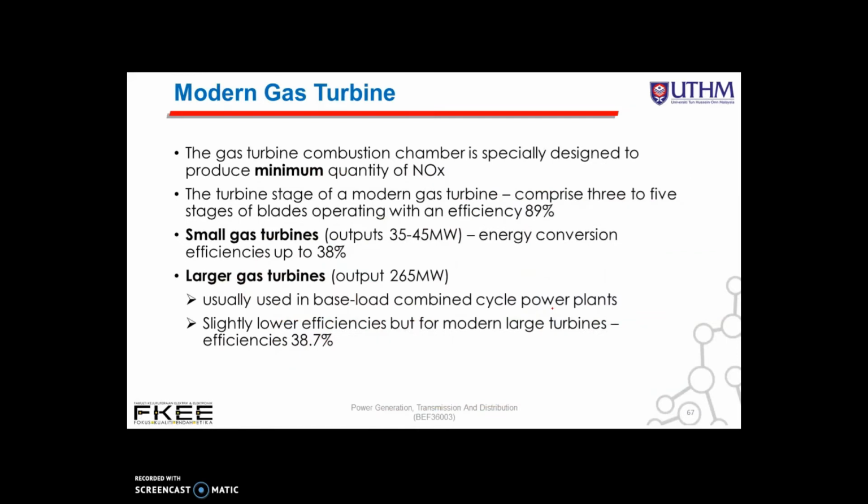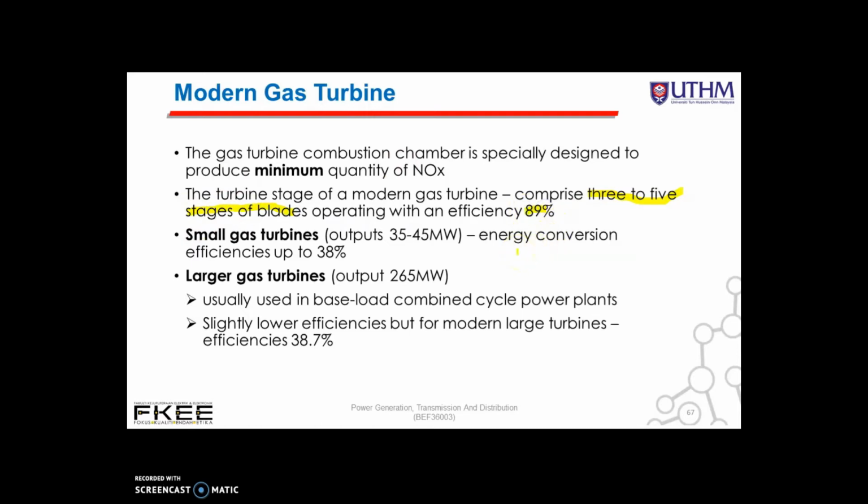Next is the modern gas turbine. In a modern gas turbine, the combustion chamber is specially designed to produce a minimum quantity of nitrogen oxide. The turbine stage of a modern gas turbine comprises 3 to 5 stages of blades, operating with an efficiency of around 89%.